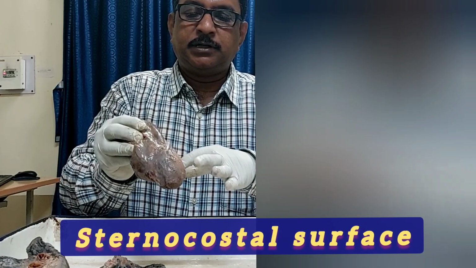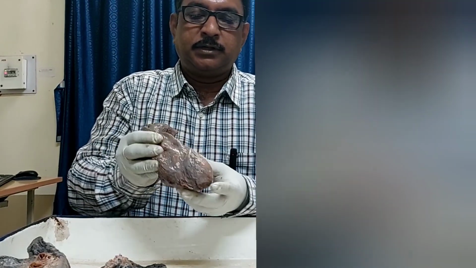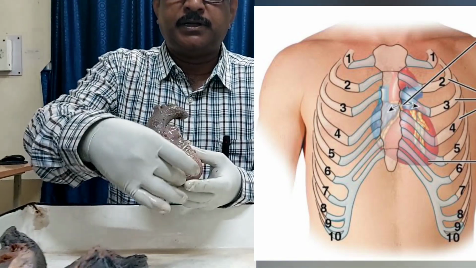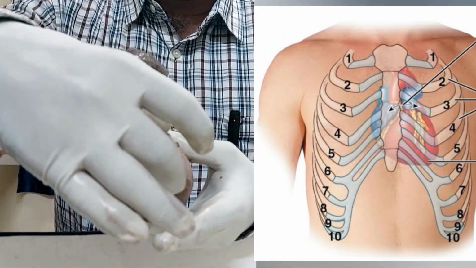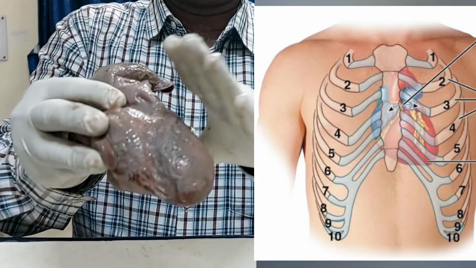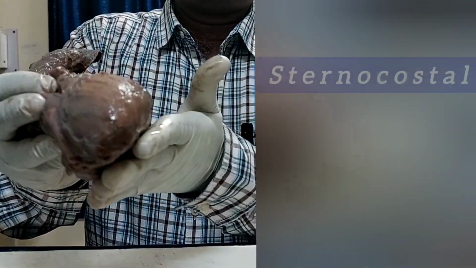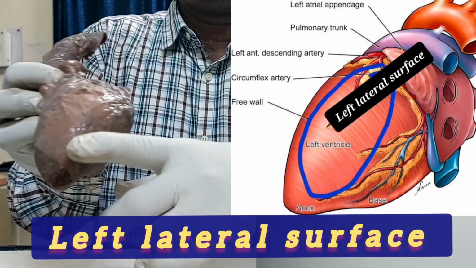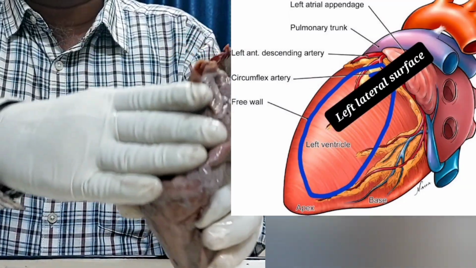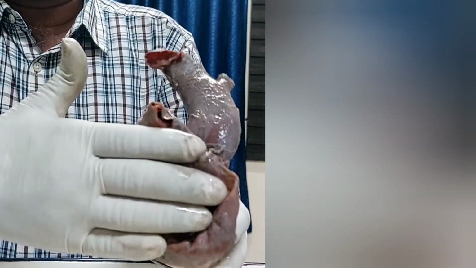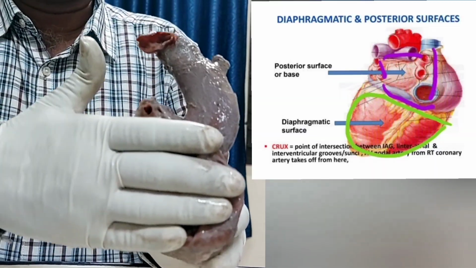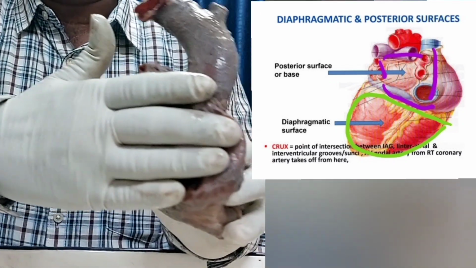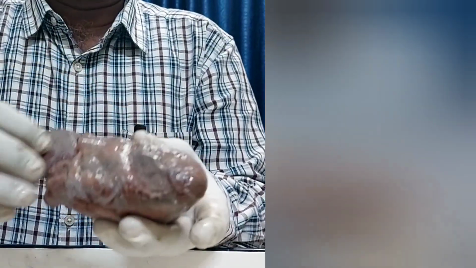And this surface is called sternocostal surface. This is behind the sternum and third, fourth, fifth and sixth, these four ribs. So sternocostal surface. So three surfaces. This is sternocostal, this is diaphragmatic, and this is left lateral surface. And the base also, or posterior side or base also considered as another surface. So in that case, you may say there are four surfaces, otherwise mainly three surfaces.